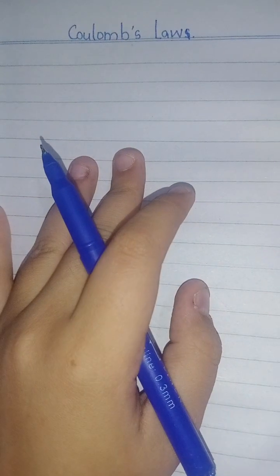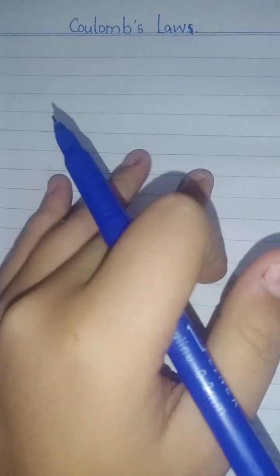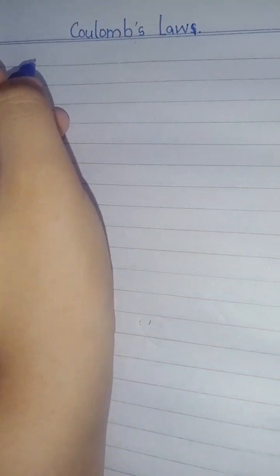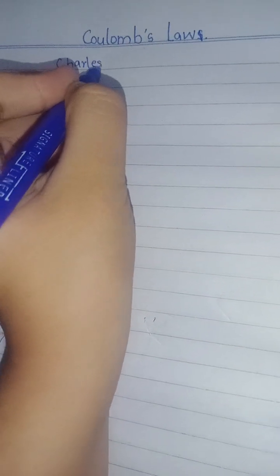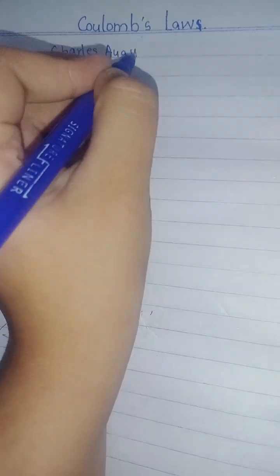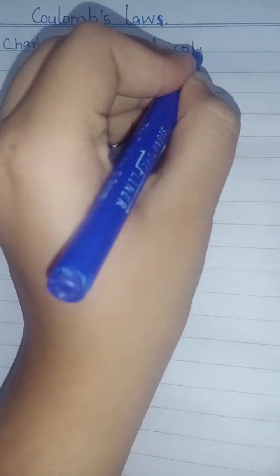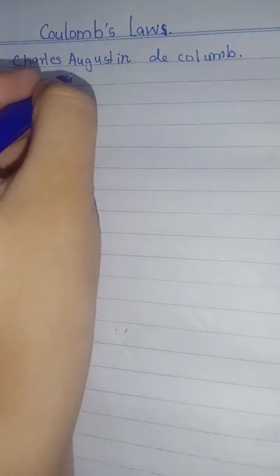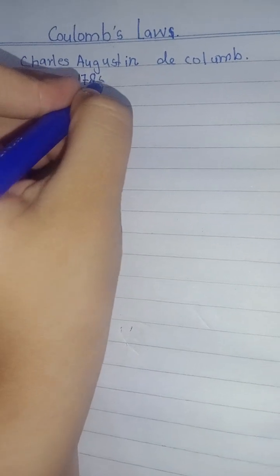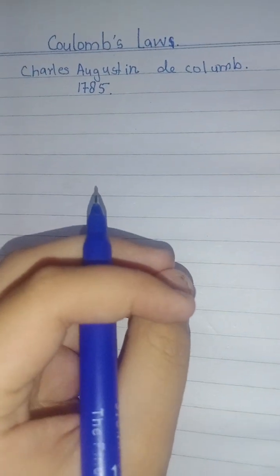So today we are going to discuss Coulomb's law. Before going into Coulomb's law, let me first tell you who discovered it. The name of that scientist was Charles Austin de Coulomb, and it was given in 1785.